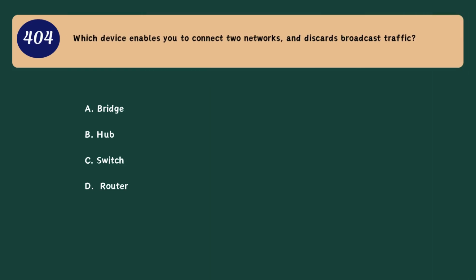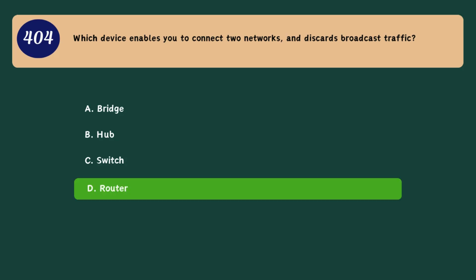Question 404. Which device enables you to connect two networks and discards broadcast traffic? A. Bridge. B. Hub. C. Switch. D. Router.